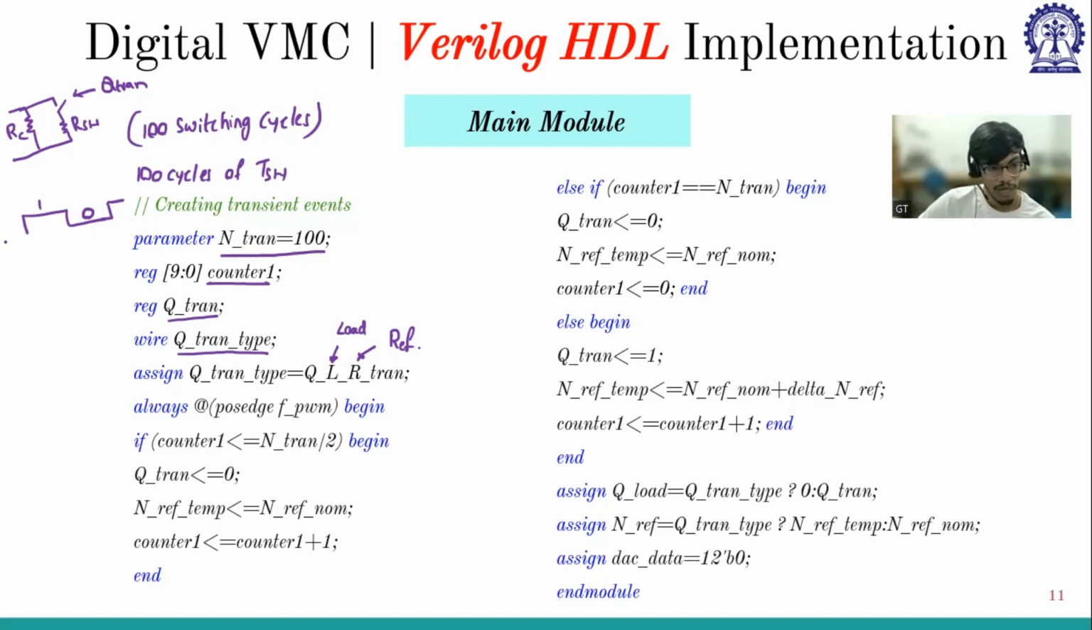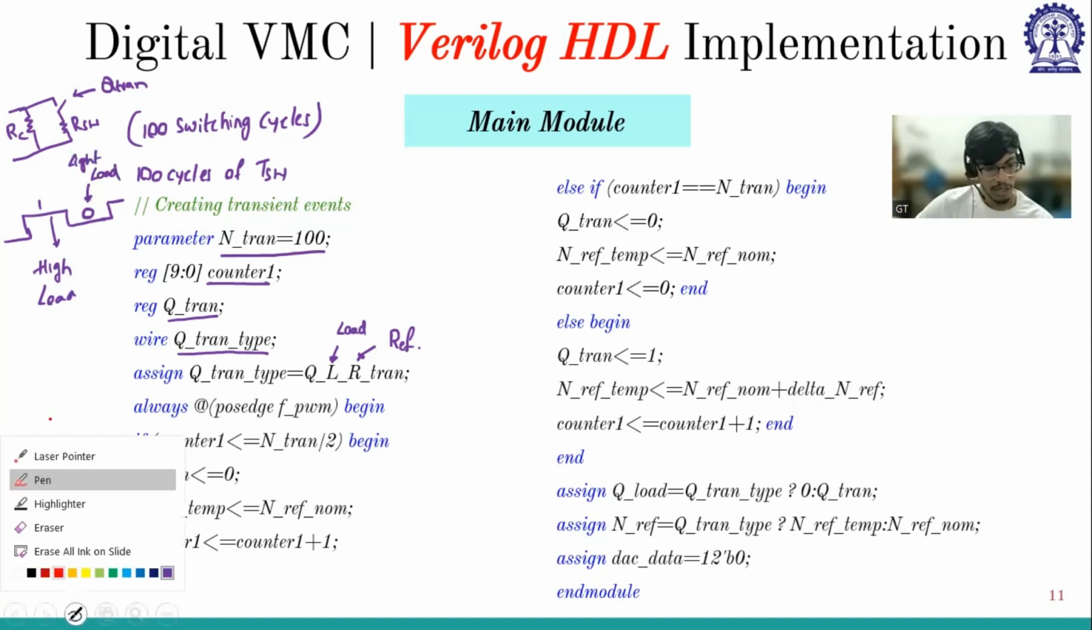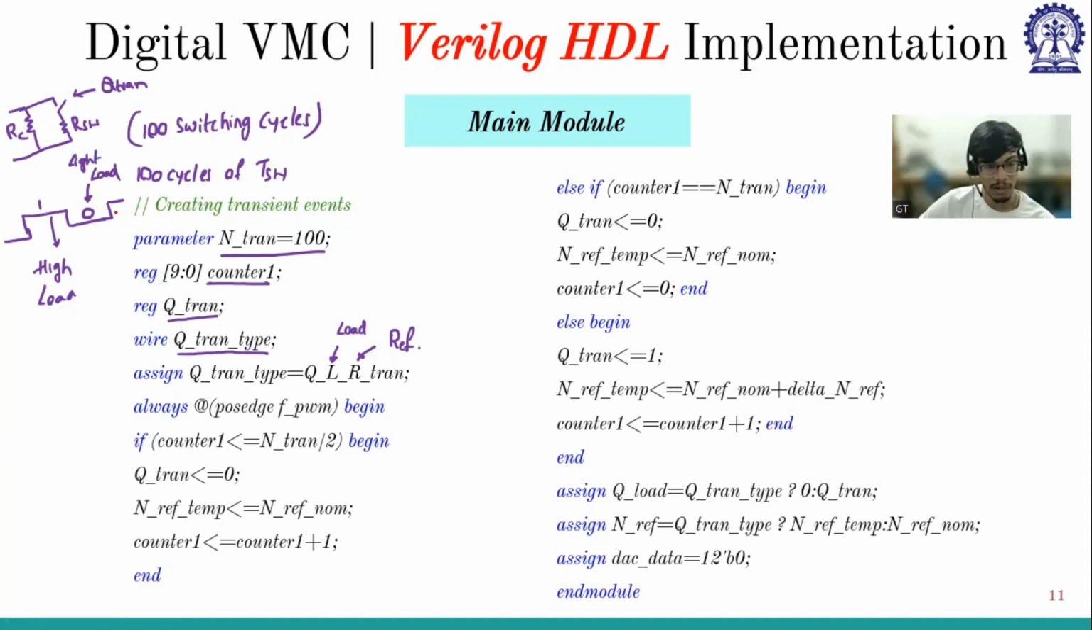So we are giving a square pulse to this switch. Whenever it is 1, it is high load, and whenever it is low, it is light load. So we are basically writing a code so that I'll get this kind of switching pulse.